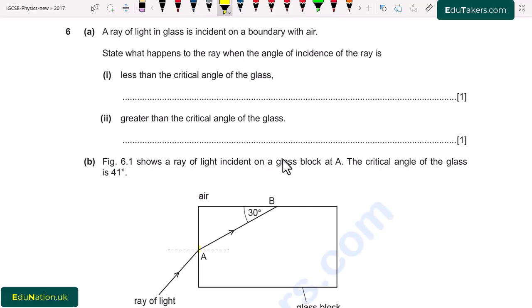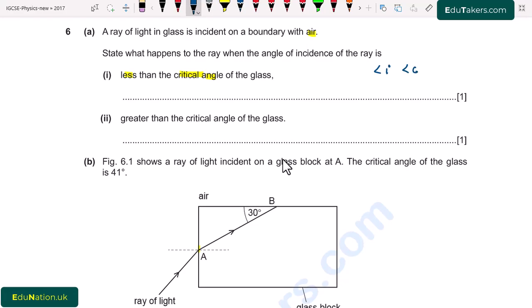Question number 6, part A. A ray of light in glass is incident on a boundary with air. State what happens to the ray when the angle of incidence of the ray is, part first, less than the critical angle of the glass. So what will happen to the rays when the angle of incidence is less than the critical angle C?